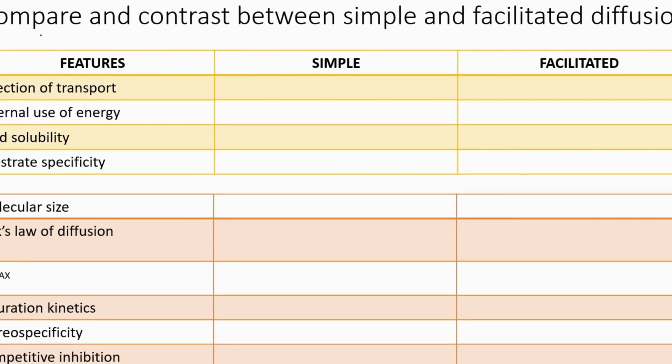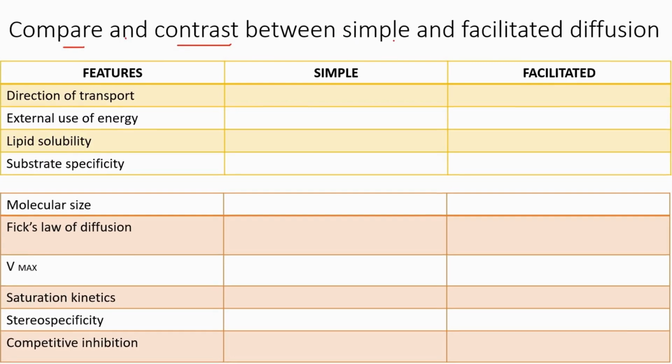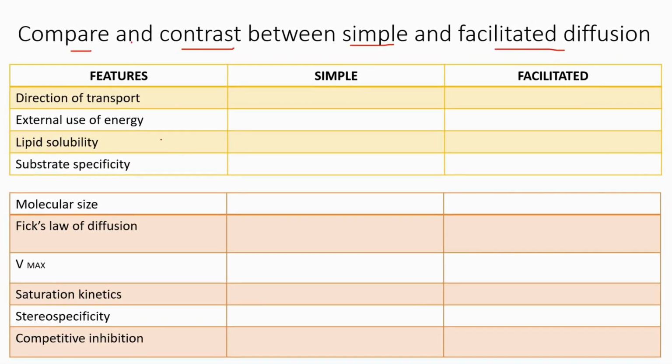Now we are moving towards comparing and contrasting features between simple and facilitated diffusion, how they are similar and how they are different from each other. So first of all, the comparing features. Direction of transport. In simple diffusion, the direction of transport is along the concentration gradient, from higher concentration to lower concentration. And in facilitated diffusion, the same, from higher to lower concentration, because both are diffusion.